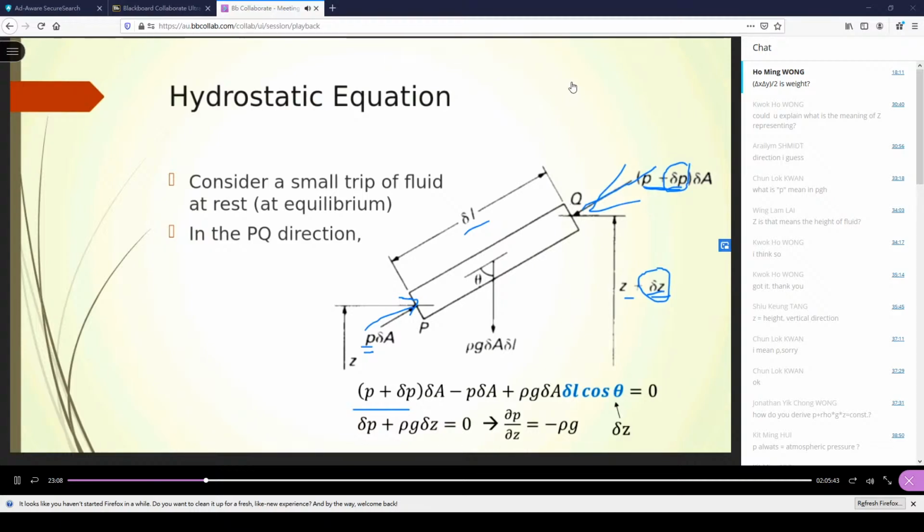Now, not delta times P, right? In our fluid mechanics study, delta P is a small change in P. Sometimes you will find a big delta P, which also represents a small change in P. Next, the force acting at this point is P plus delta P times, of course, area. So this is the force acting here.